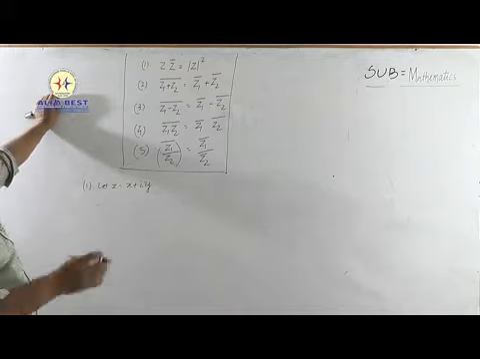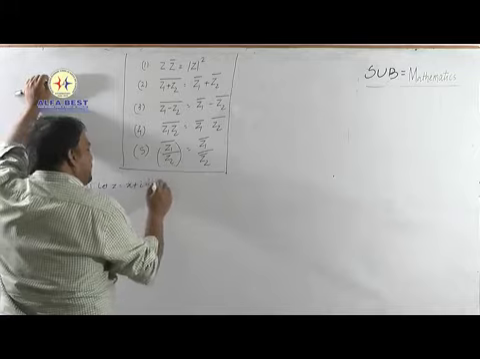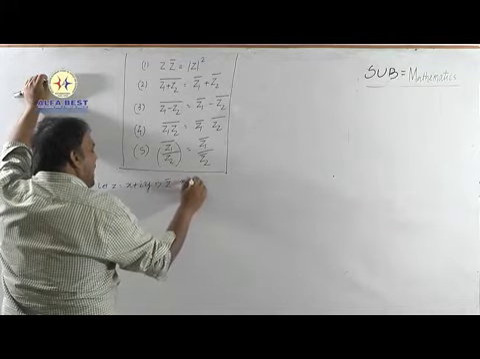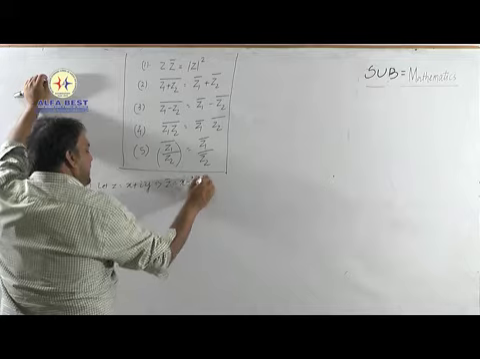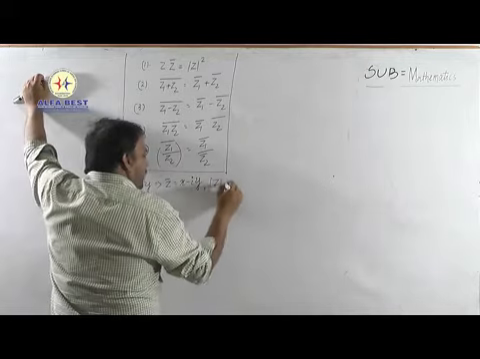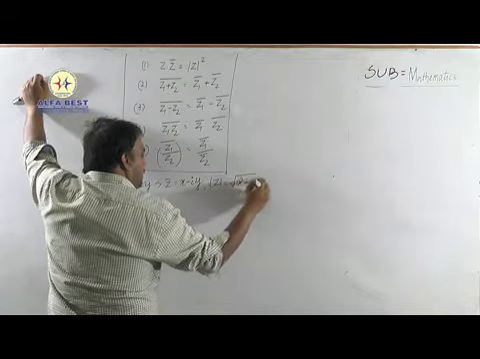In LHS, Z conjugate is there. So what will be Z conjugate? This will be X minus IY. And what will be mod Z? This will be root over X square plus Y square.